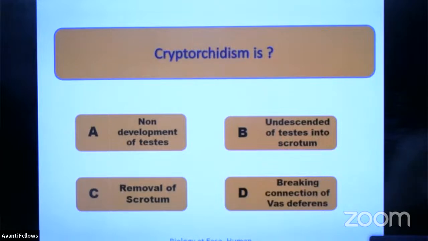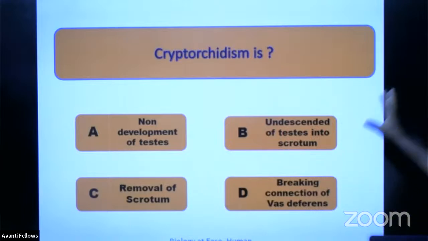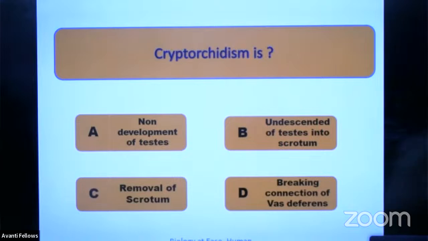Cryptorchidism is actually the non-development of the testis in the scrotal sac, right? Development of the testis in the scrotal sac. That is option B, the correct answer. Cryptorchidism is the undescent of the testis into the scrotum.